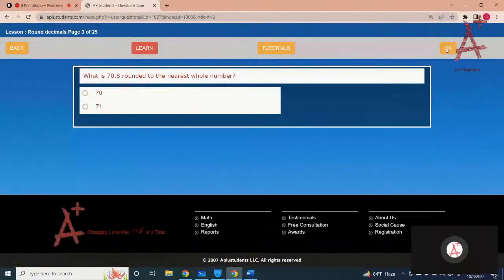Okay, what is 70.8 rounded to the nearest whole number? Is it 70 or 71? 70.8. You have to compare the 8 with the 5. So 8 is greater than 5. That means again you have to round up. Round up means you need to add 1 to the digit that is at the ones place. So 0 plus 1 is 1. Yes, again it is rounded off to 71. Very good.